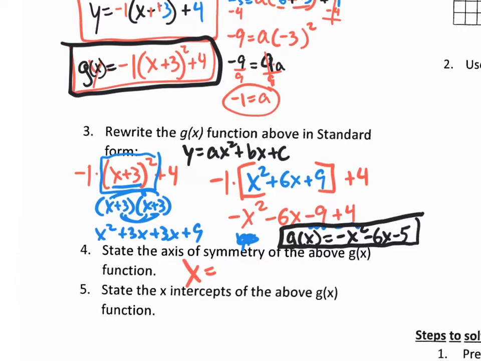The vertex form, right? So what's your axis of symmetry equation going to be based off of this? Negative 3. X equals negative 3. Simply think opposite on h. That's your equation of the axis of symmetry.